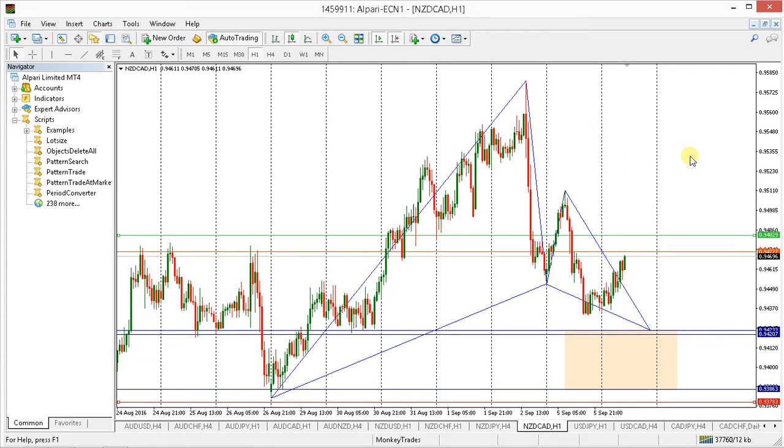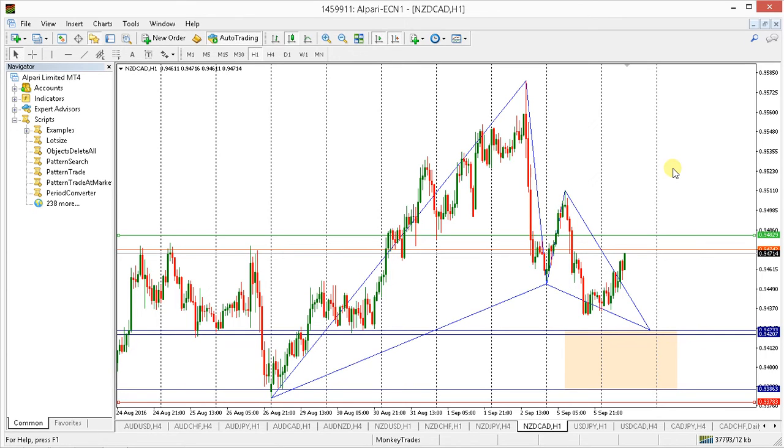Well, it is a bit tricky because you need to remember all the ratios: 618 to 786 for B point, 382 to 886 for C point, and the entry should be 786 plus 127 extension of AB plus ABCD pattern. Also, they should form a confluence at one place to have a good potential reversal zone. So, well, it is a bit time consuming.